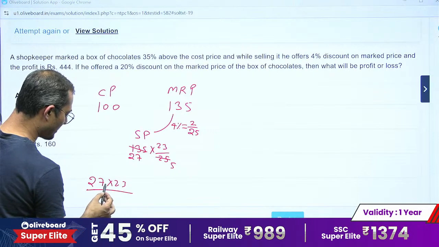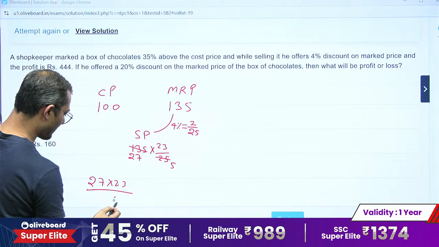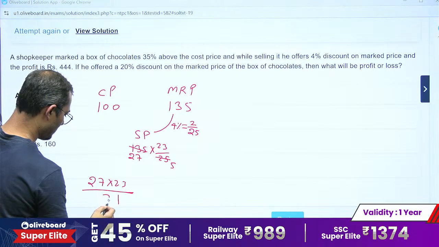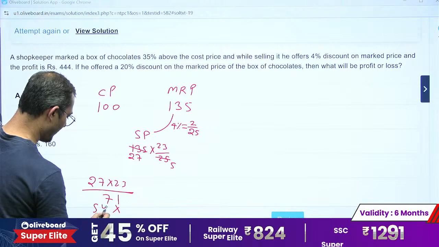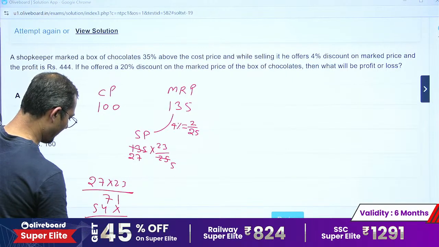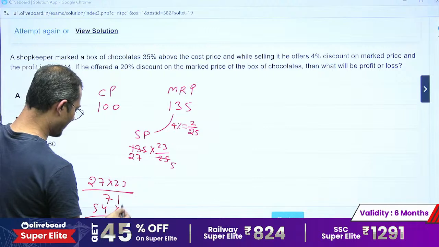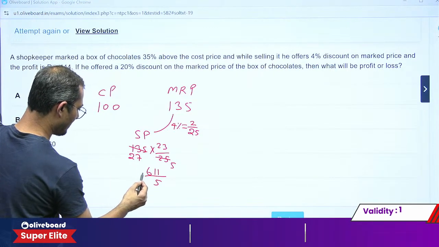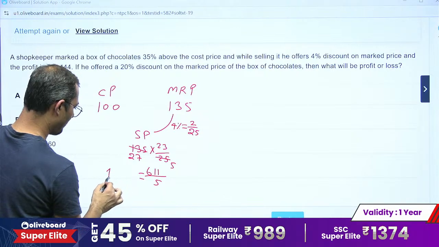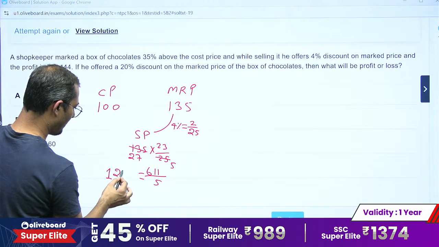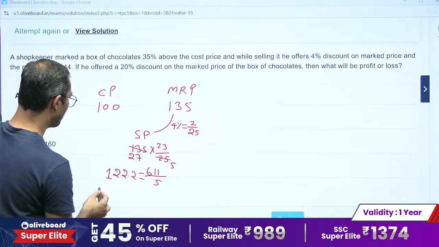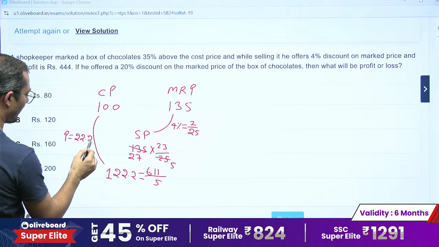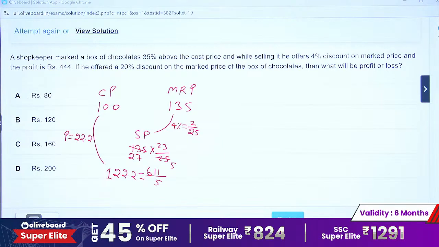So 27 into 3, how much? So we will get 71, right? And here we will get 111, 611, right? So we can say that 611 divided by 5, right? So we can say that here we will get 5 1s are 5, 5 2s are 10, and 0.2, right? So the difference, the profit, is how much? 22.2, right? 22.2 is the profit, right?